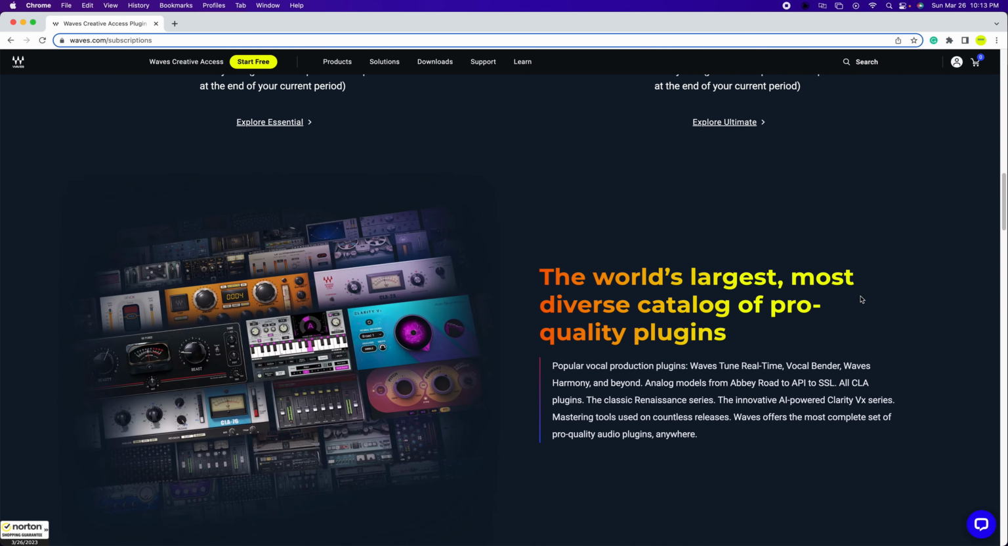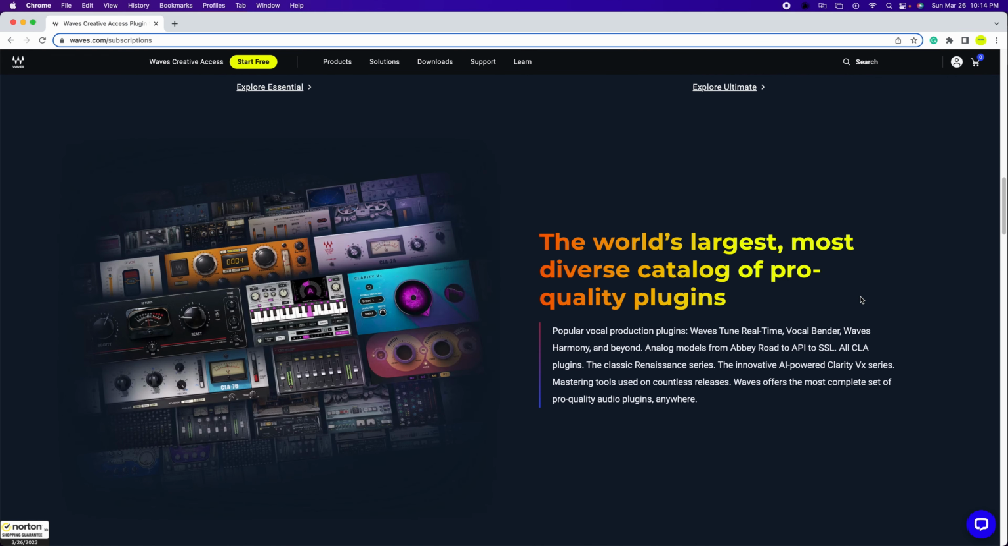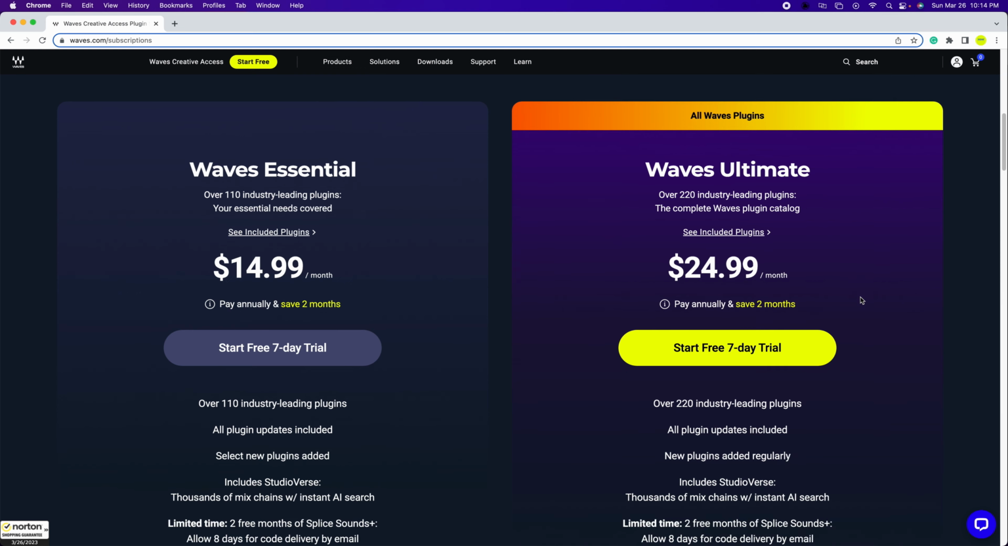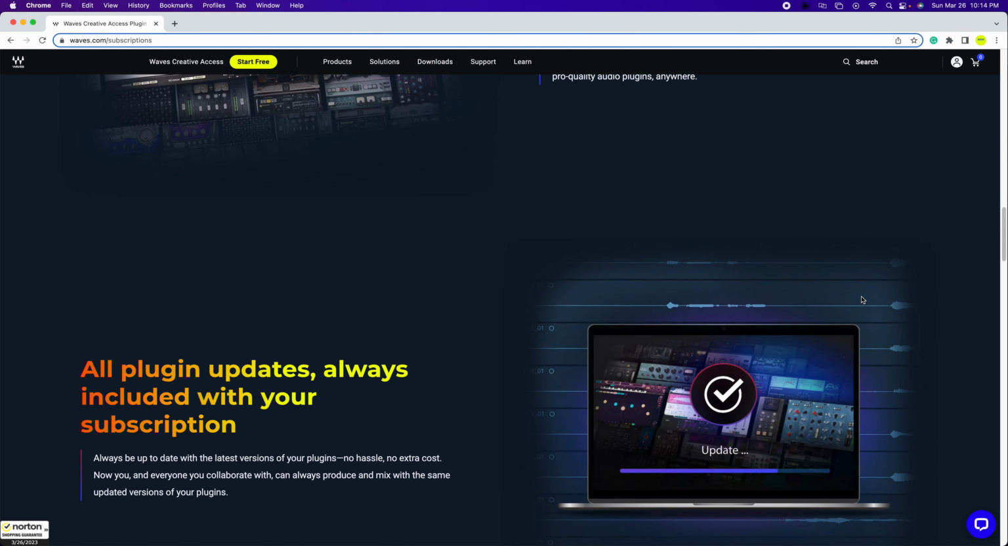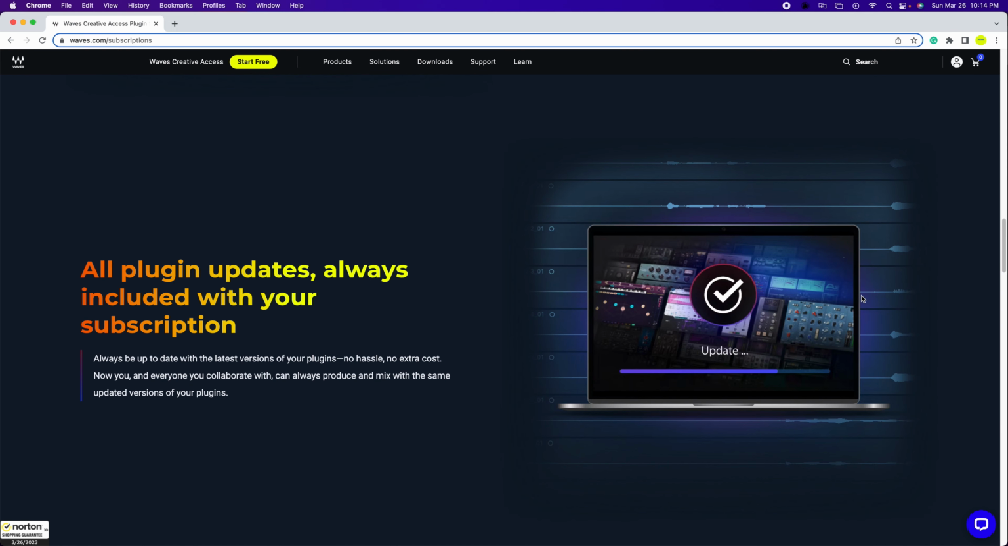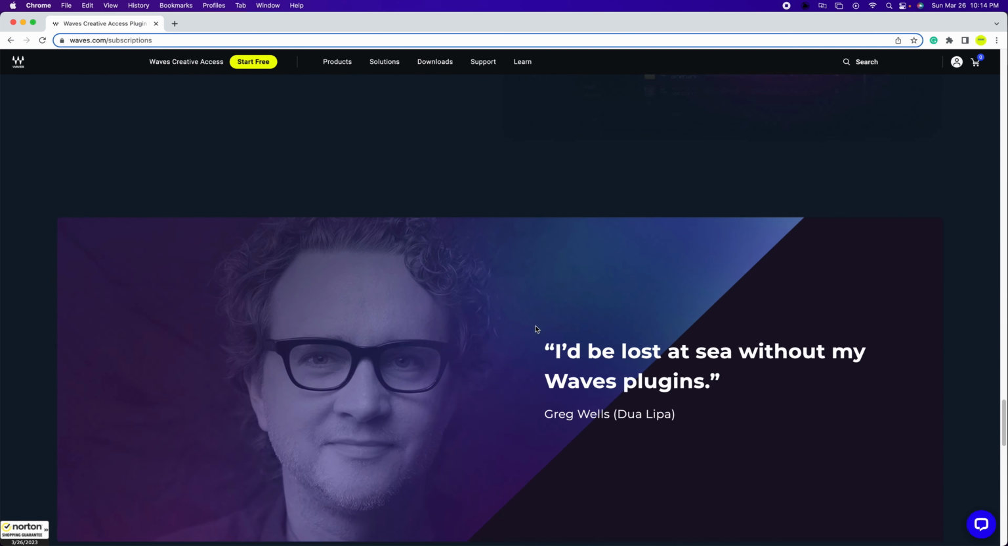And on the Ultimate, it actually shows that they're offering you 220 industry-leading plugins, which is a lot. So no more perpetual license for individual plugins. From now on, I mean, starting today, March 26th, it's only going to be subscription plans. However, the ones you already have, you get to keep for as long as the operating system you're working on allows them.